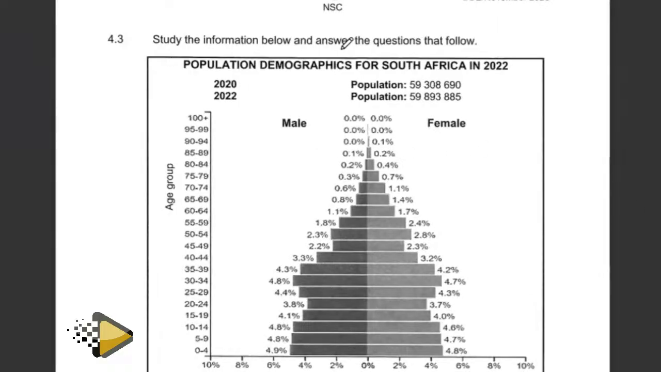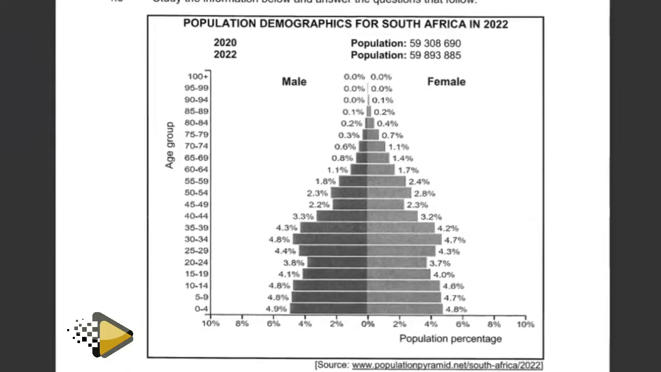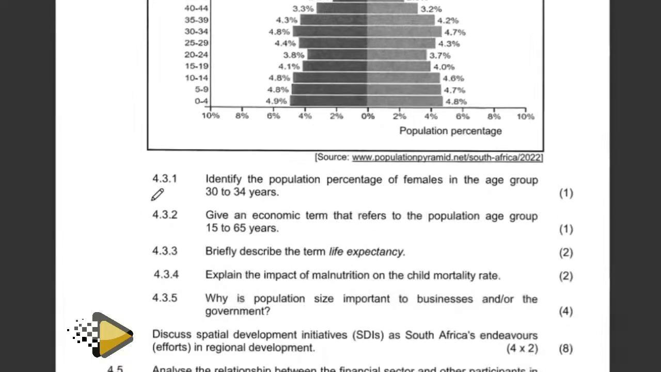Identify the information below and answer the questions that follow. If we check here, we have the population demographics for South Africa in 2022. We have the population there, and we also have the male as well as the female side. We have the age group under our y-axis, and then we also have our population percentage under our x-axis. The question reads as follows: 4.3.1, identify the population percentage of females in the age group 15 to 65.